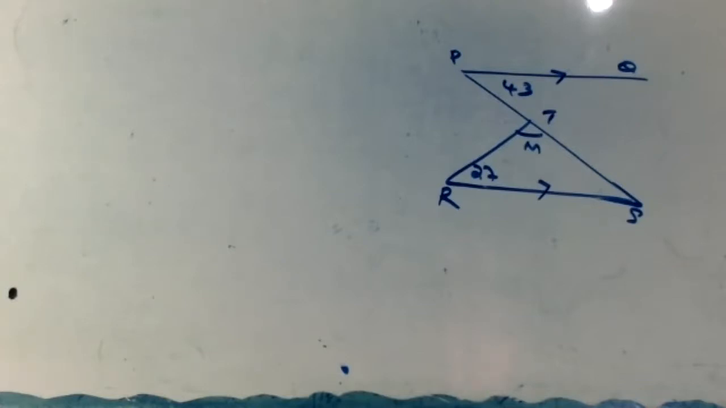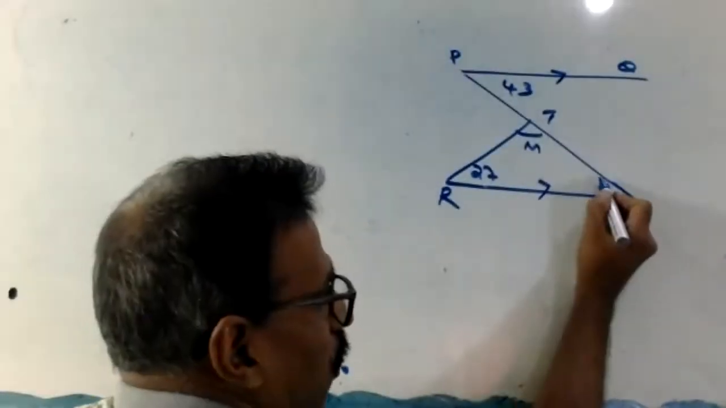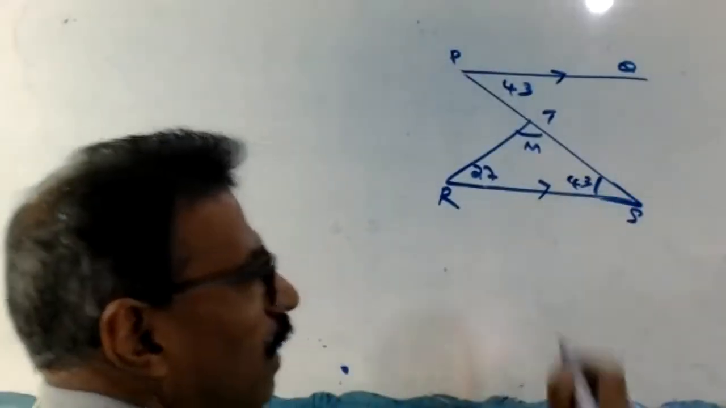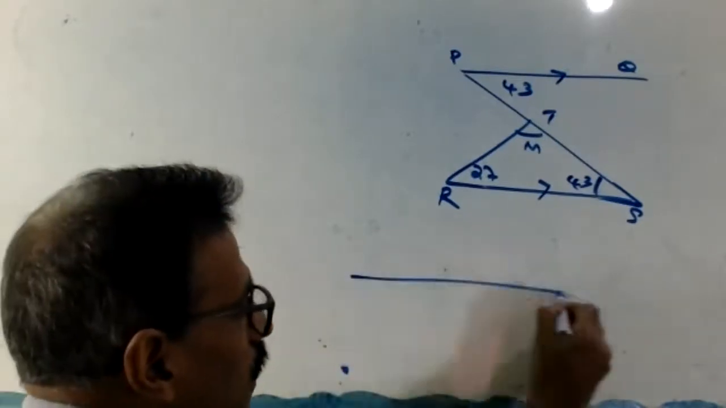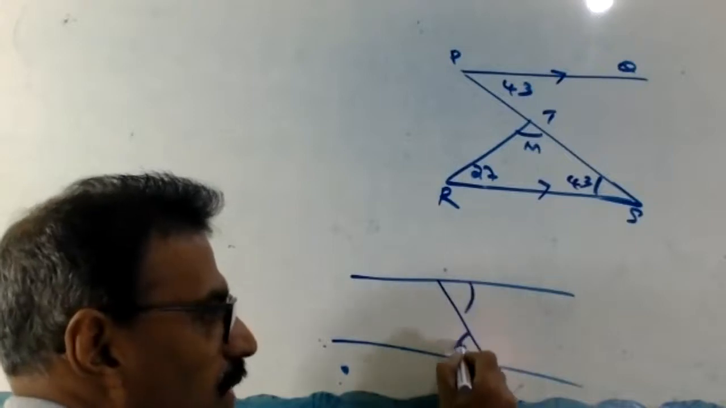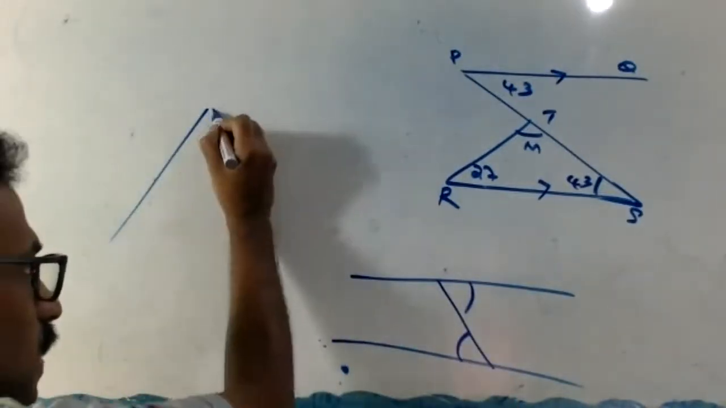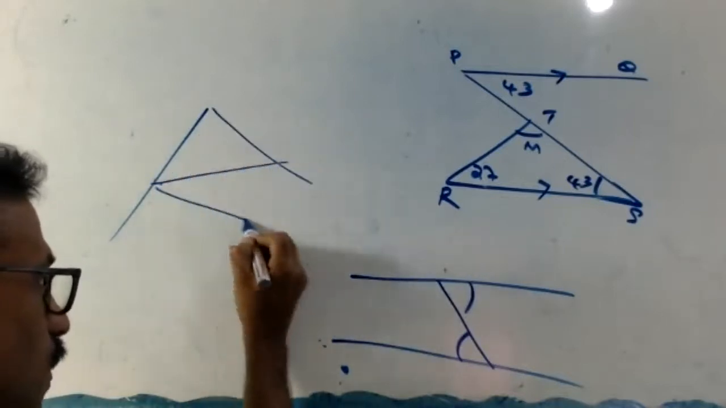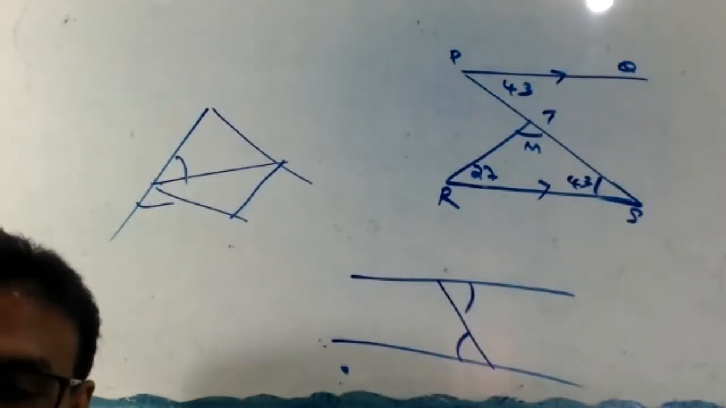Okay, you got it? Finish. This angle, look here. This is 43. Why? Alternate angles. You heard about alternate angles? These lines are parallel. Then this angle equal to this angle. This is called alternate angles. And some guys, yesterday's question here, were confused about alternate angles.